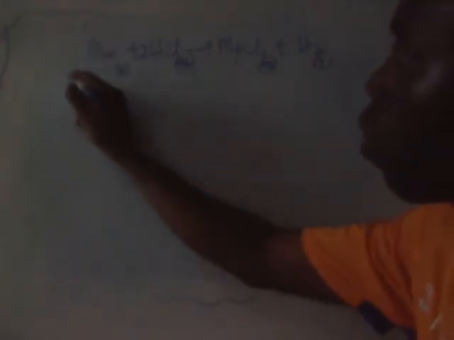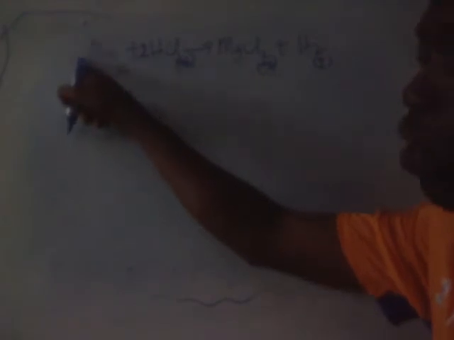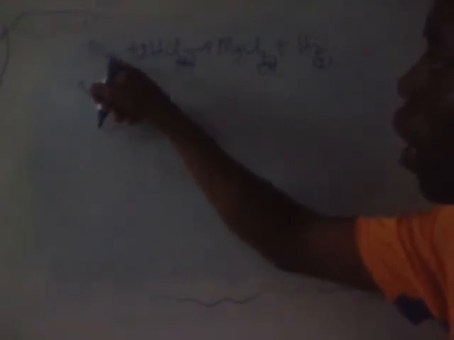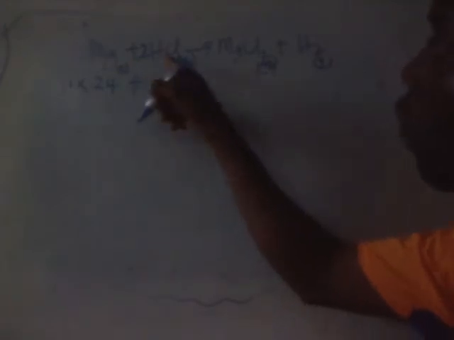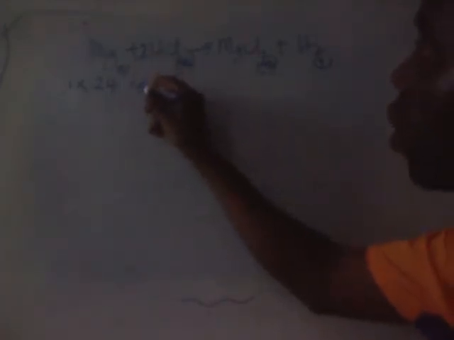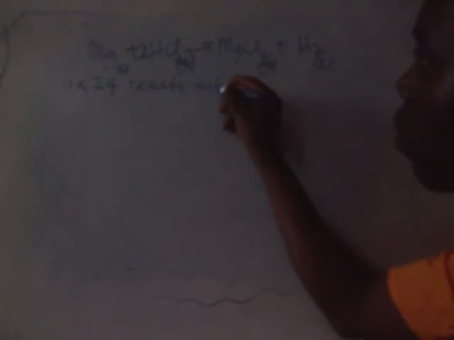So 1 mole of magnesium. There's an invisible one here. So multiplied by the atomic mass of magnesium. The atomic mass of magnesium in the question is given as 24. So that's 1 times 24, that is 24. Then plus 4. Reacts with 2 moles of hydrochloric acid.